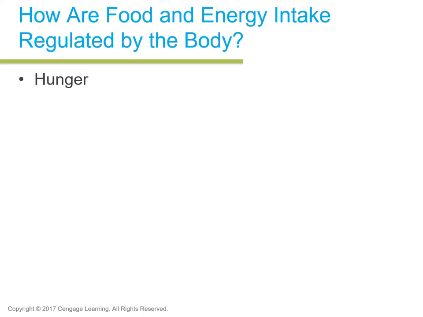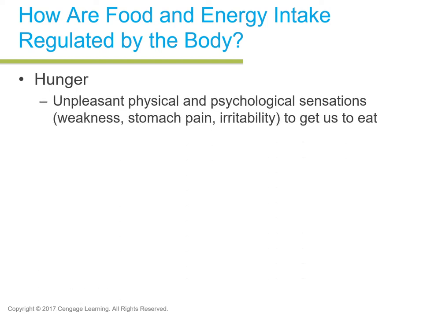It happens when cells run low on energy and nutrients supplied by the last meal or snack. Sometimes hunger will also change your appetite. If you didn't have an appetite for a certain type of food, you might all of a sudden get it. Hunger is a physiological drive, whereas appetite is more psychological. It's more of a hedonistic or pleasure mechanism driven by the flavor or pleasure of food. Unpleasant physical and psychological sensations like weakness, stomach pain, and irritability get us to eat. But we also say it's a physiological drive because there are physiological processes that initiate you to eat right away, because it's a basic human need.